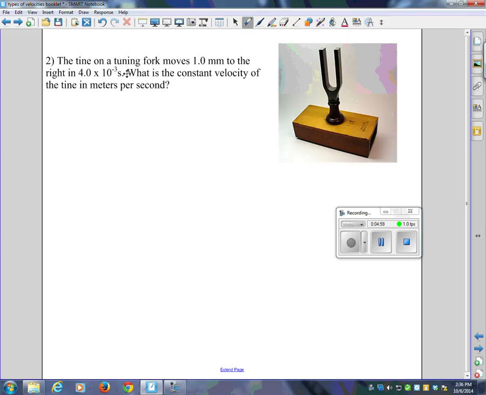So what is the constant velocity of the tine in meters per second? First thing I have to do is convert millimeters to meters. Do you remember what the prefix milli means? Thousandth. So 1 millimeter is equal to 1/1000th of a meter, or 0.001. How many decimal places? 1, 2, 3. Because there's 3 zeros there. So 1 millimeter is 0.001 meters.